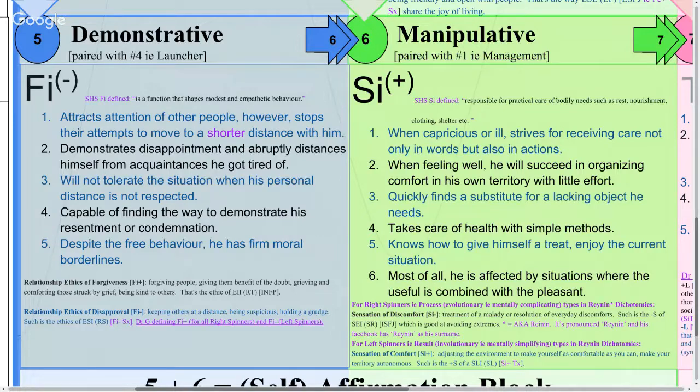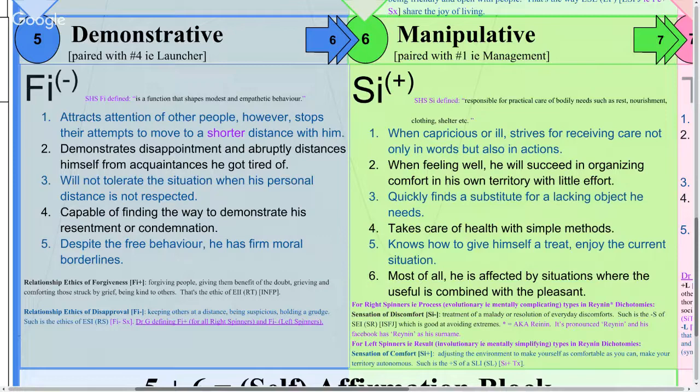Yeah, this was translated by Helena, and so some words are rather obscure. You can look up capricious. Right, number 2. When feeling well, he will succeed in organizing comfort in his own territory with little effort.